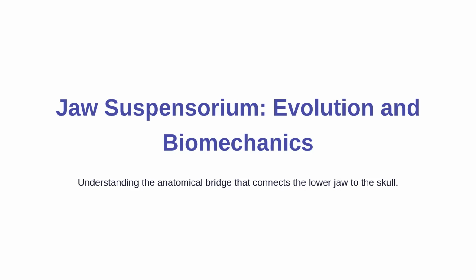Today, we're going to explore a fascinating topic called the jaw suspensorium. Have you ever wondered how a shark can thrust its jaws forward to catch a fish, while a mammal can crush hard bones? The secret lies in how the jaw is attached to the skull. By the end of this video, you will understand not just the biology, but the physics behind how different animals eat and survive. Let us dive in.